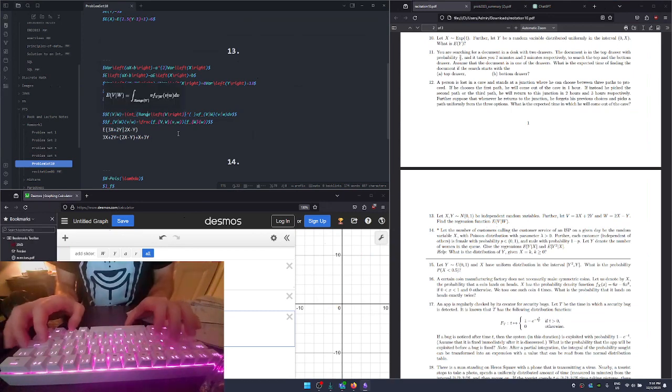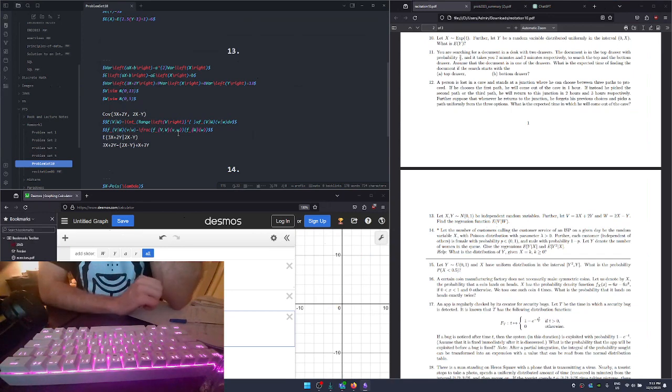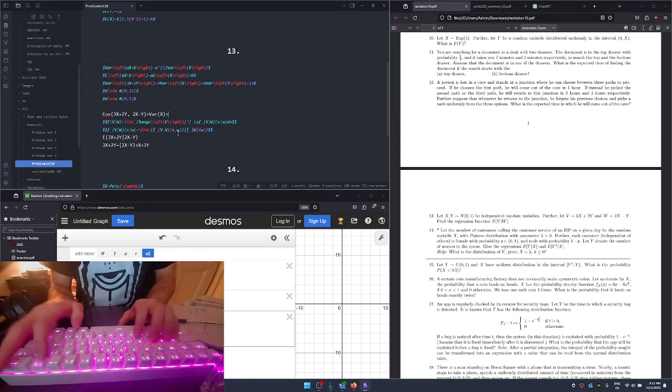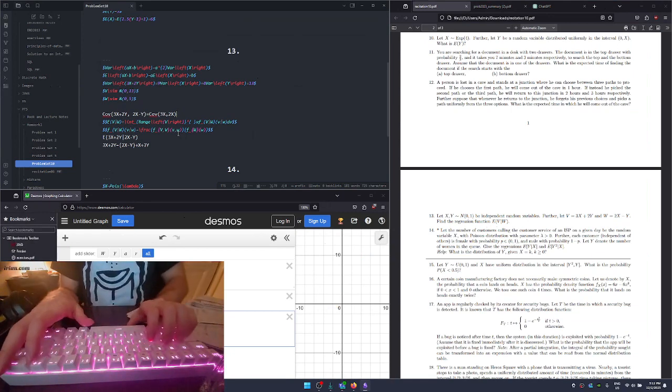If we measure the covariance of 3x plus 2y and 2x minus y: we have 3x with 2x, which is not 0 because you have a variance. This is just 9. The other covariances are just 0 because they're independent. The covariance between them is 0.